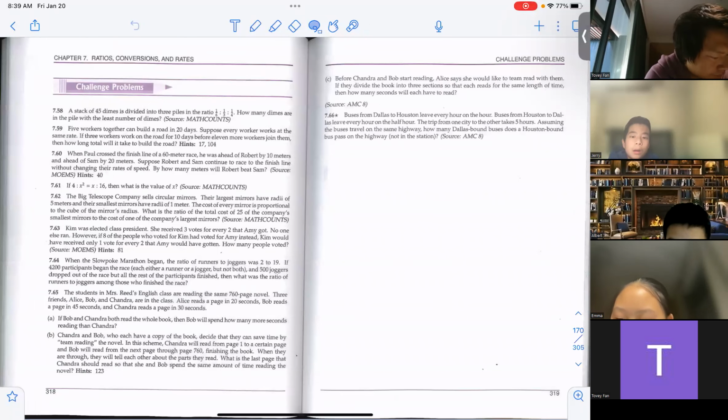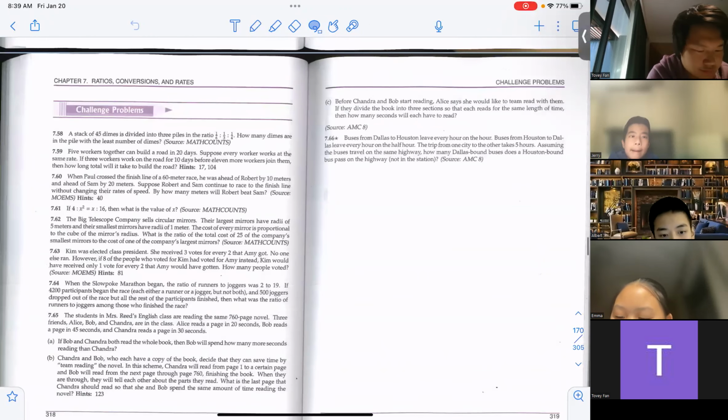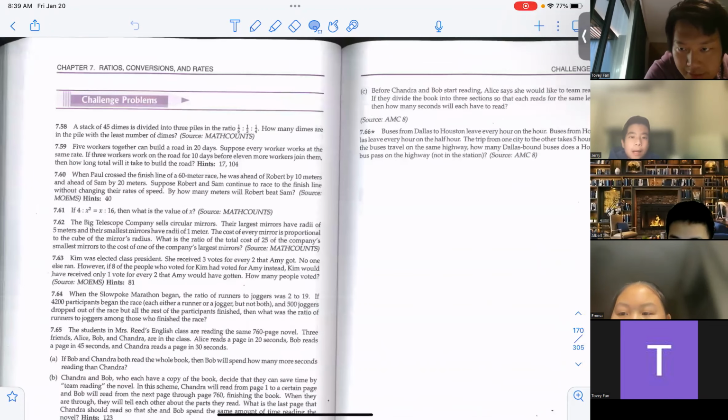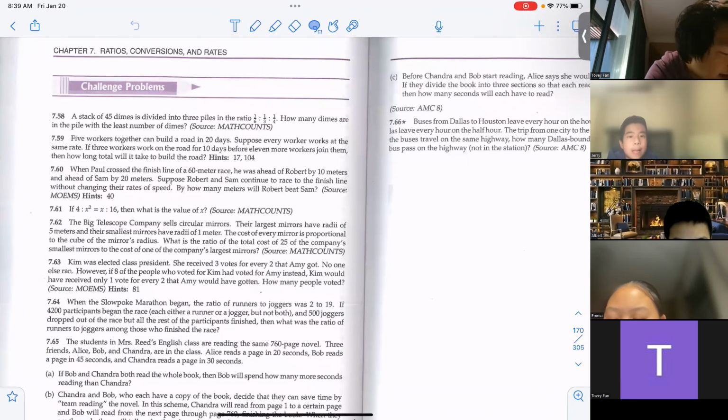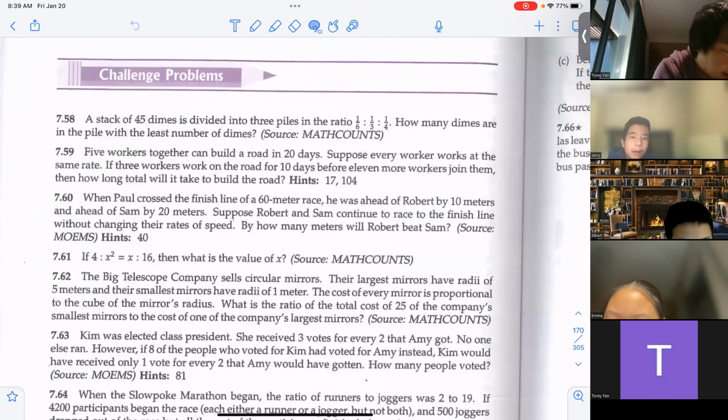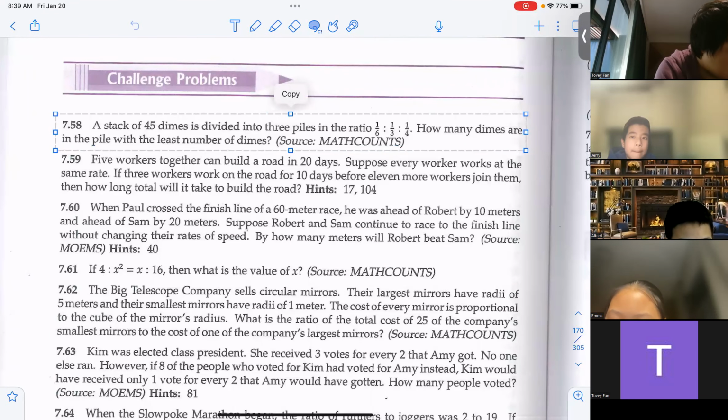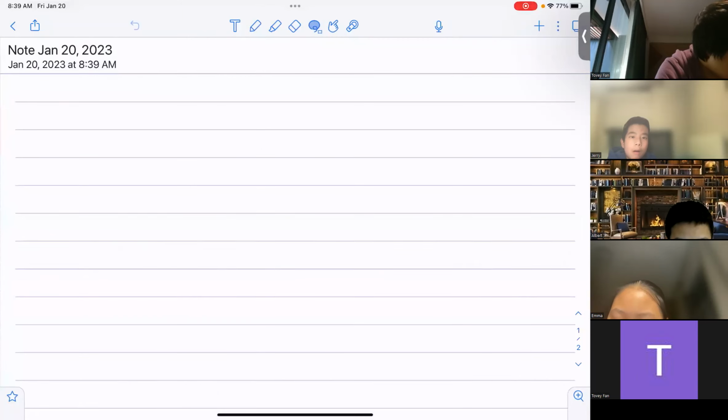Okay, so in chapter 7 challenge problems, we still have 58 to 766. So perhaps we don't have enough time to finish all of them today. So maybe we finish half of them, and then we spend a little bit of time in chapter 8, clarifying some concepts. Okay. And all these questions, I believe, they deserve a discussion. So let's have a look.